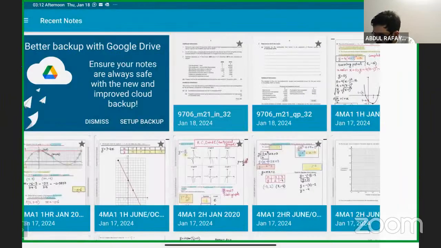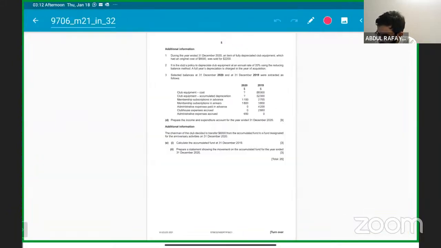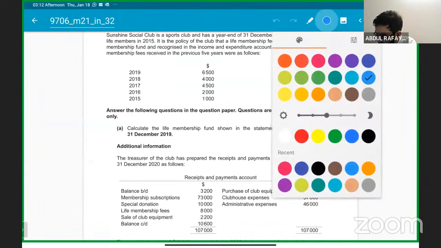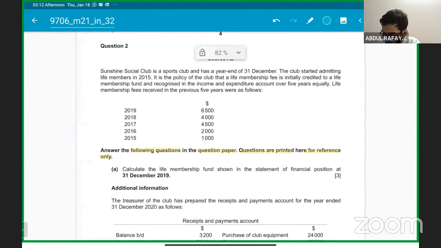We have the working also available where we can do the working, students. So what is given by the examiner, if we read the question carefully: answer the following question. In the question paper, questions are printed here for reference only. Since it's a bit of an old paper, we have Sunshine Social Club. It is a sports club and has a year end of 31st December.